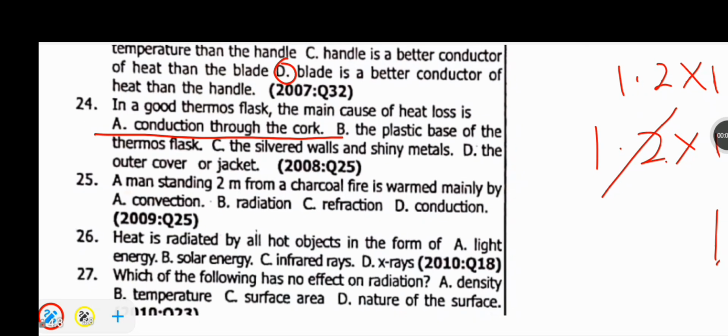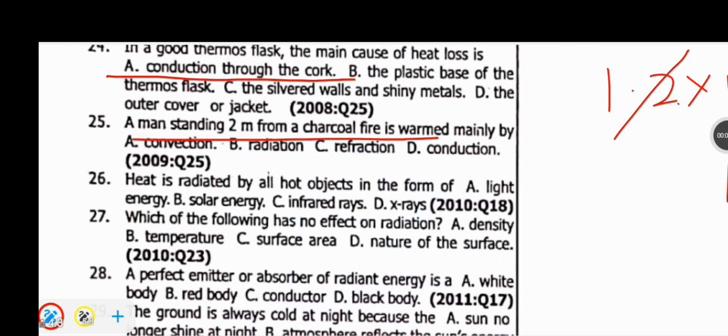Conduction through the cork. The man standing 2 meters from a charcoal fire is warmed mainly by, so there's no connection between the man and the fire, no material medium at all. Everything is through vacuum. The only way heat can be transferred through vacuum is by radiation. So the heat will get to the man by the method of radiation.